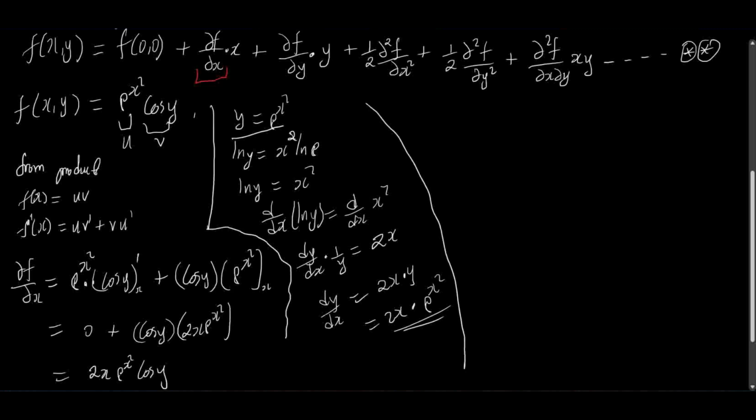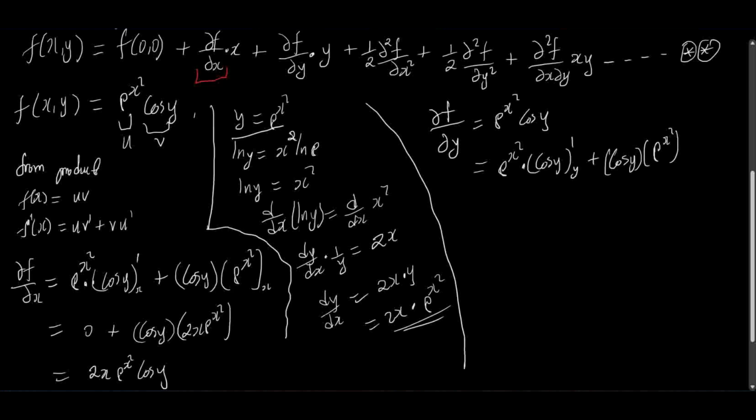Now we have to do the same thing for the derivative of our function with respect to y. It's going to be the same thing. Our function is e raised to the power x squared cos y, right? And what we have to do here is, well, product rule once more. I'll not show all the steps. So this will simply be e to the x squared multiplied by the derivative of cos y with respect to y in this case, plus, now keeping cos y constant, the derivative of e raised to the power x squared with respect to y.